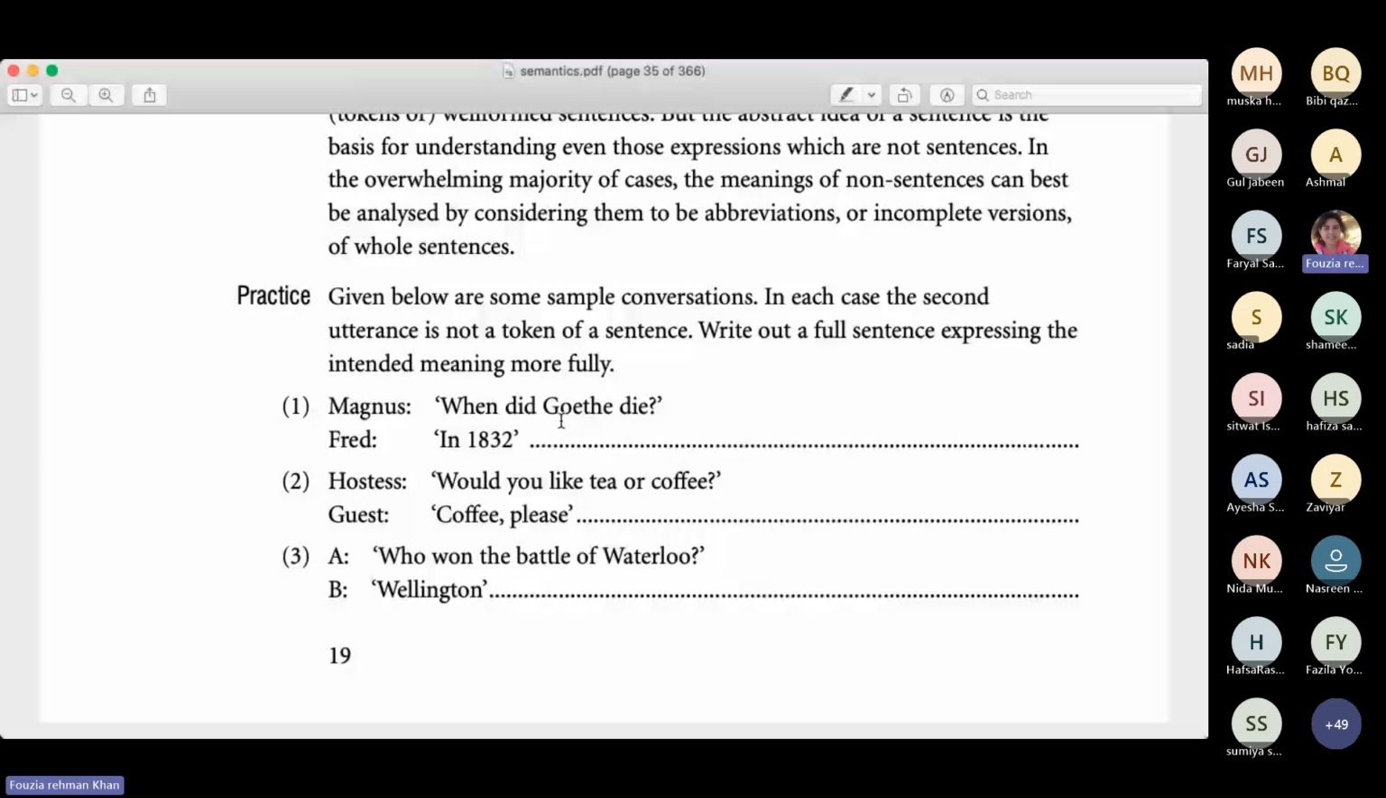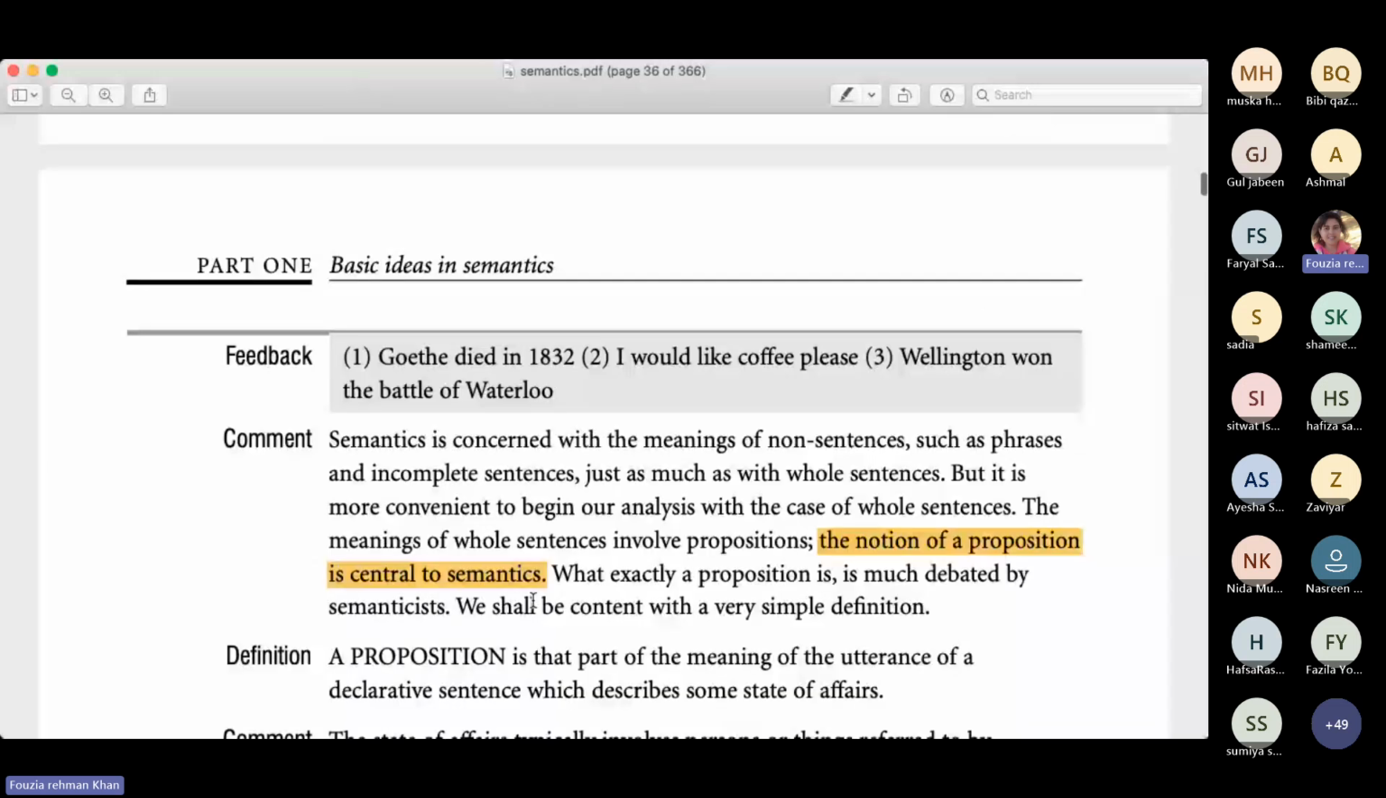When did Goat die? You only give the year. Would you like tea or coffee? Coffee, please. So this seems to be a real conversation or real event. Who won the Battle of Waterloo? Wellington. Right? You can complete these sentences. I hope this would be clear. We can move forward.